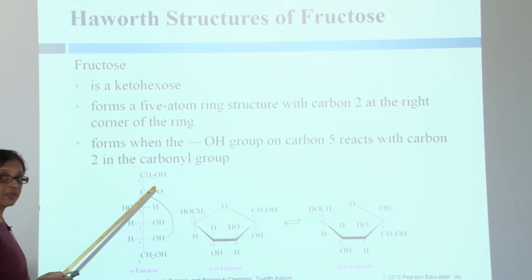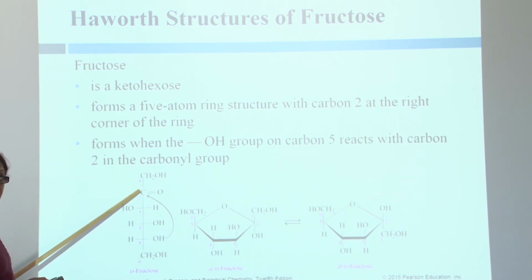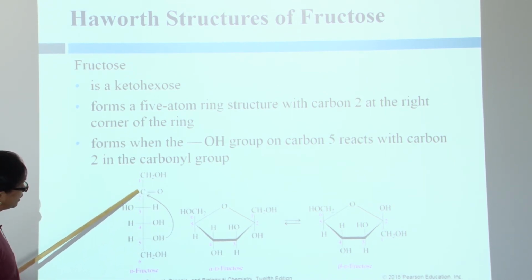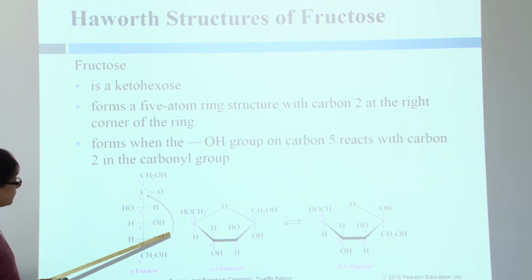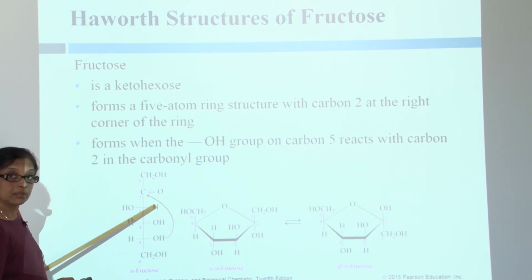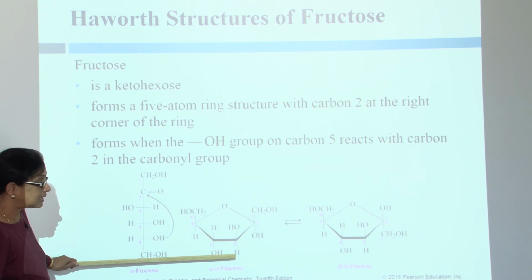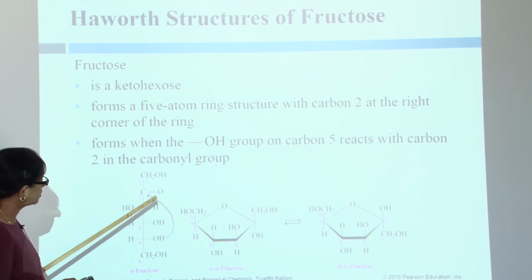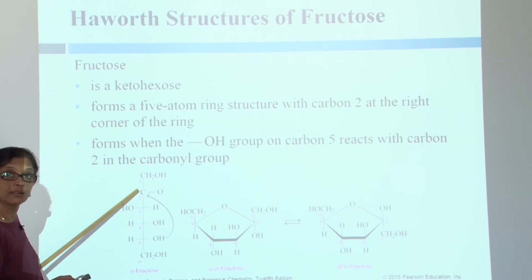Here again, the difference is carbon 2 is the carbonyl group. So carbon 5 is connecting to carbon 2. Okay? So this is the Haworth structure for fructose. Again, the same guidelines. Turn clockwise, bend to connect carbon 5 hydroxyl to the carbonyl carbon.